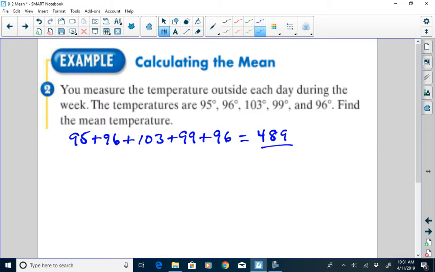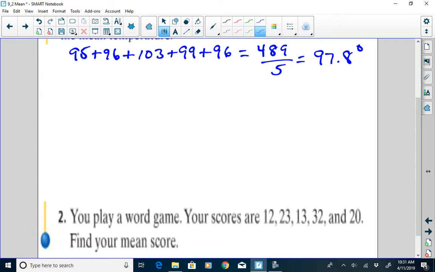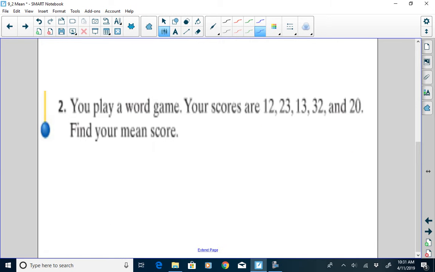We then have to divide by the number of data items. There's 1, 2, 3, 4, 5 data items. And we divide that by 5, and we wind up with, let's see, 489 divided by 5. We wind up with a mean temperature of 97.8 degrees. We first find the sum of the data items, and then we divide by the number of data items. Let's look at another example.